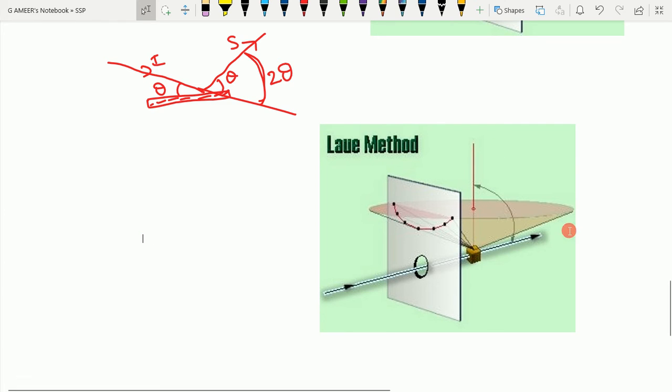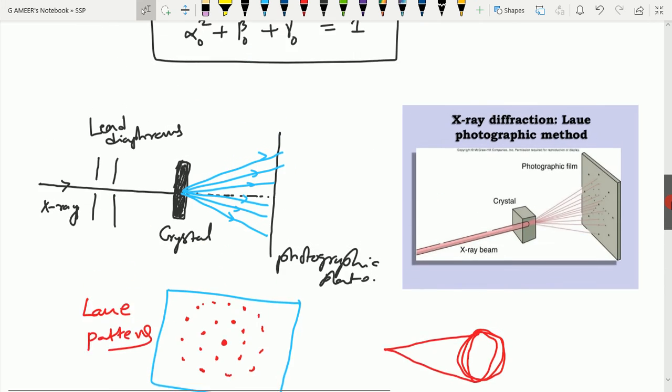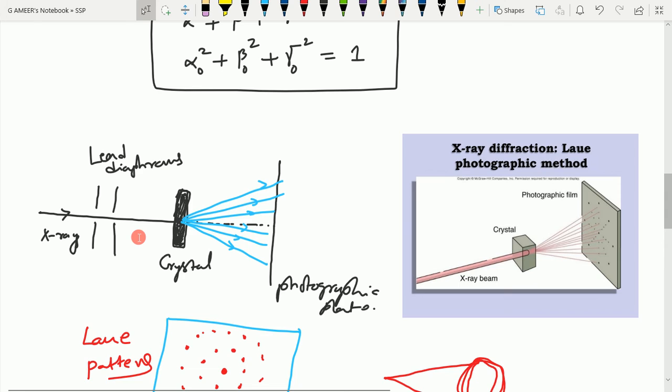In this it is very simple, based on the Laue equations. X-rays will be coming from the X-ray tube. After passing through the slits, they fall on the crystal. The crystal will scatter the X-rays in all directions. So we'll get a cone shaped pattern that is known as the Laue pattern.